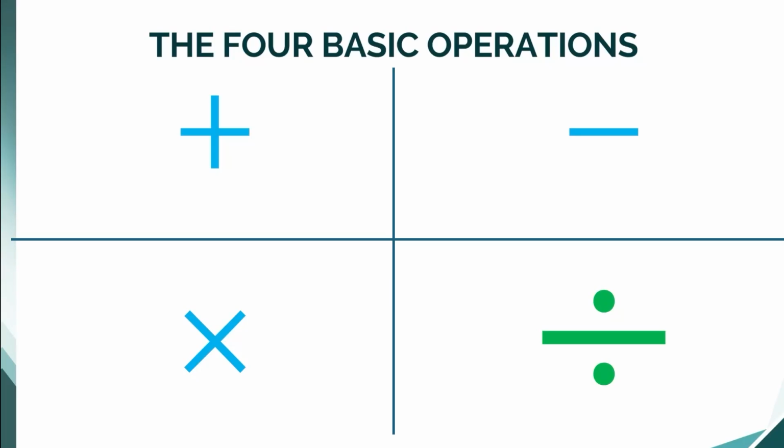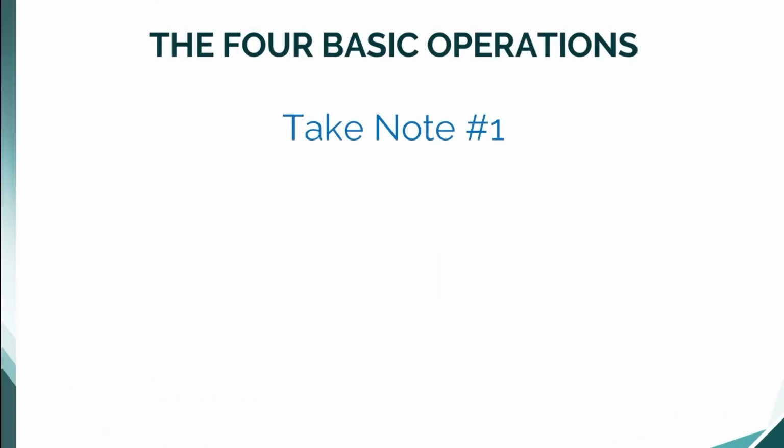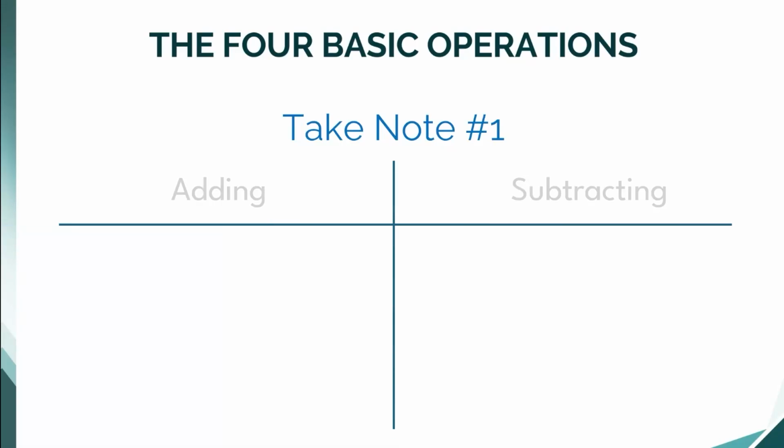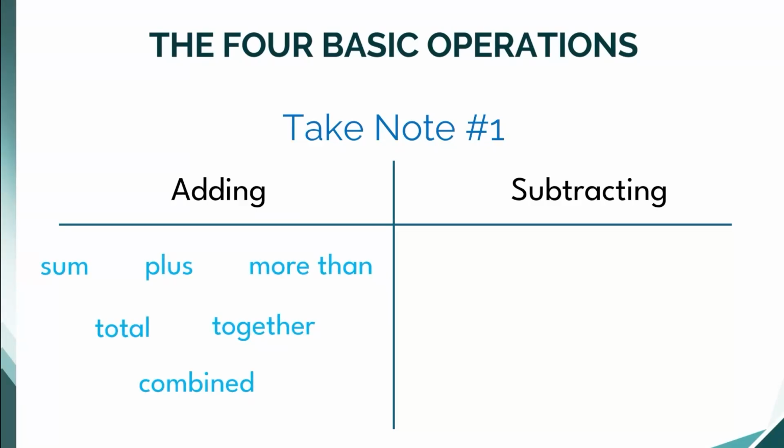So here we go. A couple of things to take note of. The first thing that I want you to take note of is there are different ways to talk about these things. It's basically like vocabulary words. Whenever we're talking about adding, or putting two things together and kind of seeing the total, they might not use the word add. They might use the word sum, like what is the sum of two numbers, or what is 2 plus 2. More than also indicates some addition. Total, like I said previously, putting two numbers together, that can also mean addition. Combining two numbers, that can also mean addition.